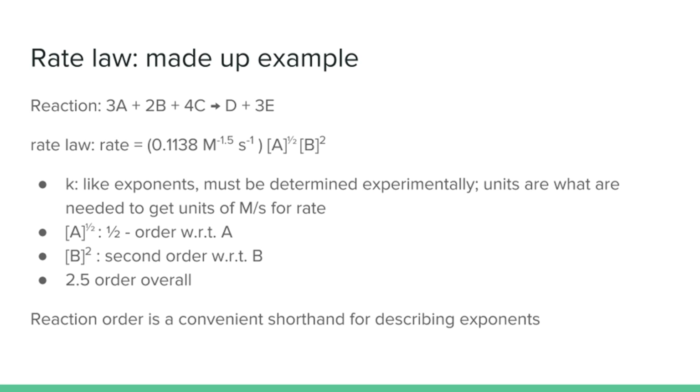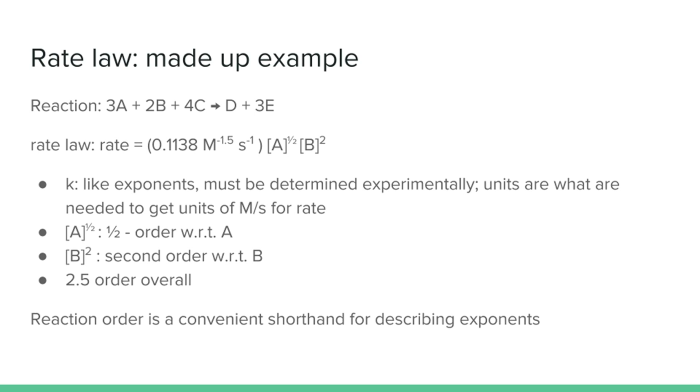So if A and B are measured in molarity, then the negative 1.5 and the negative 1 on those exponents would get you to molarity per second for the rate.